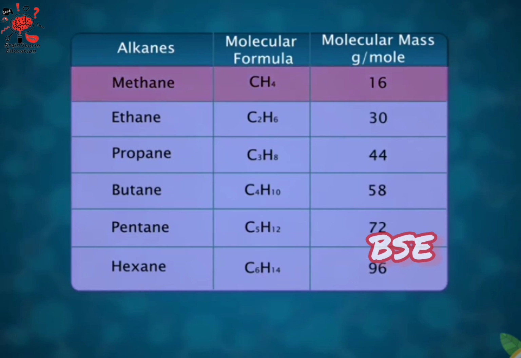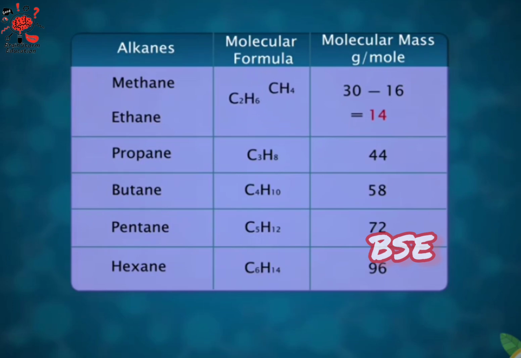Look at this table. The molar mass of methane is 16 gram per mole. The molar mass of ethane is 30 gram per mole. When we find out the difference in molar mass between two successive members, it is 14 and constant. This difference corresponds to the molar mass of the linking unit CH2. We also notice an increase in molecular mass as we move from methane to hexane.